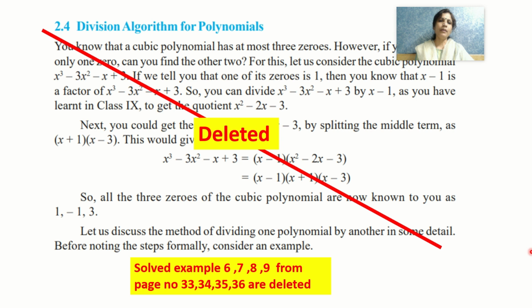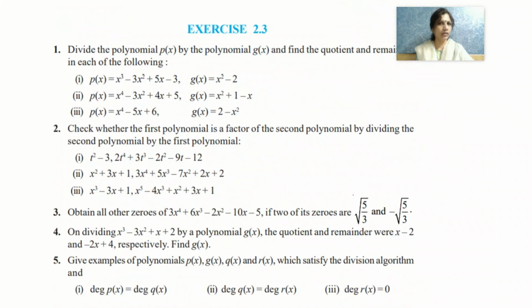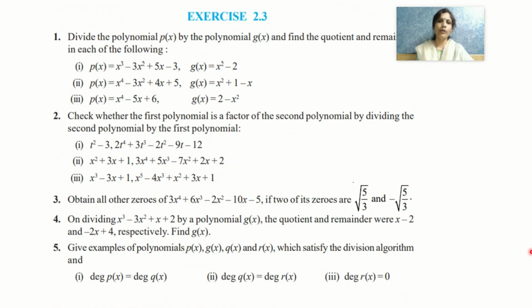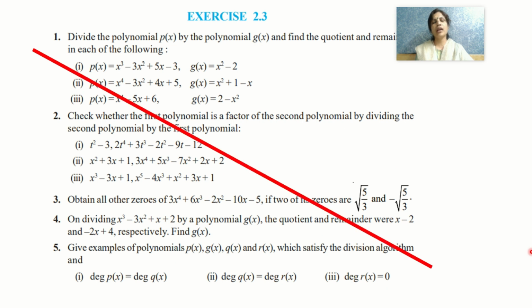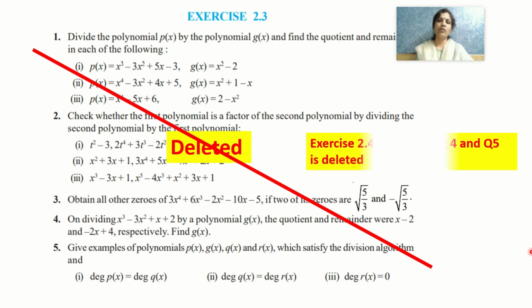Based on this topic, we have exercise 2.3. So exercise 2.3 is also not there for the board examination. And from exercise 2.4, which is an optional exercise, question number 4 and question number 5 are based on this particular topic. So these two questions are also not there. Please keep a note of this particular part which is being deleted from the chapter.